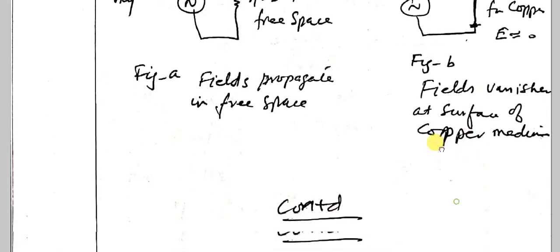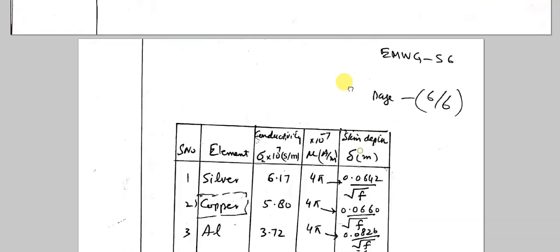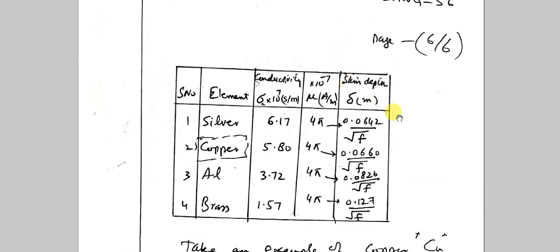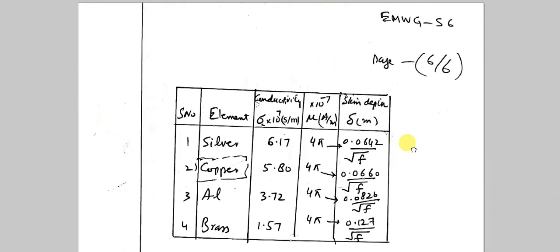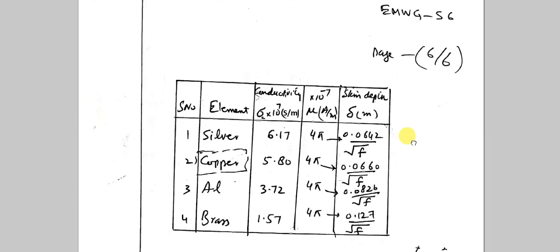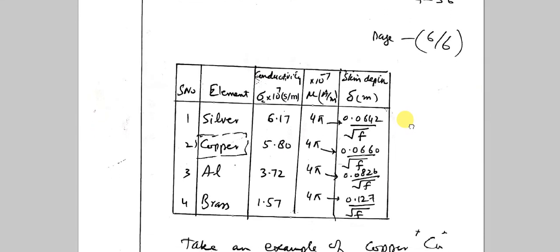So in the next slide we have the table. You can also work it out. The table is also given on the website, and the whole lecture note is given. So silver, copper, aluminum, bronze, their conductivity in Siemens per meter, sigma, is given in units of 10 to the power 7. This is 6.17 into 10 to the power 7.